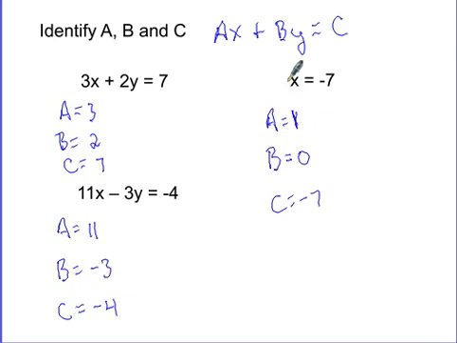A is 1 because there's a 1 in front of that x, even though you don't see it. B is 0, okay? So things can look like this. We can still call it standard form. We just have to understand where the parts went that are missing, right? Okay.